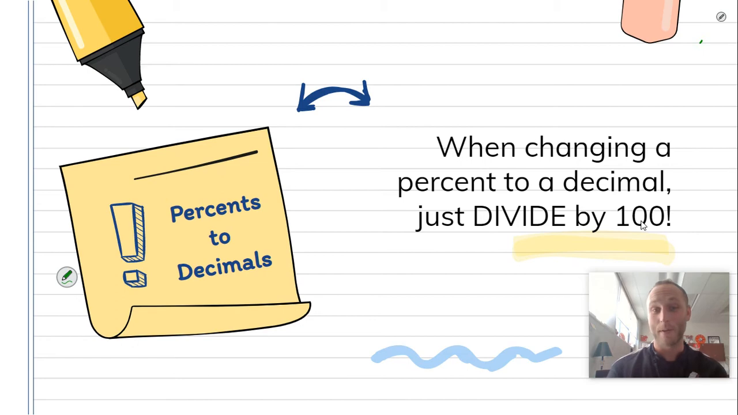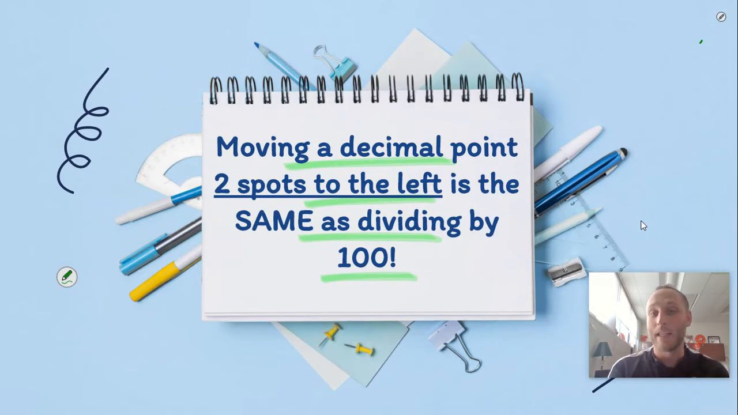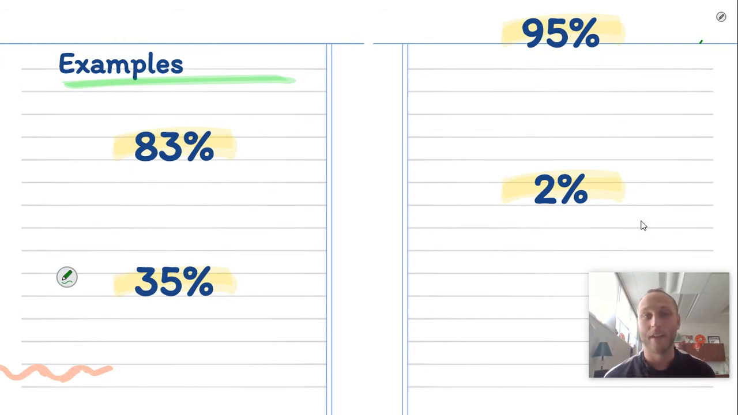So there's also a shortcut with this one, which is great. If I were to be given a percent, moving a decimal point 2 spots to the left now is the same as dividing by 100. So instead of going to the right, we're just going to be moving that decimal point to the left, and it will work out the exact same way, which will be super nice here. So let's do some examples together, and then I will have you try 4 more on your own.